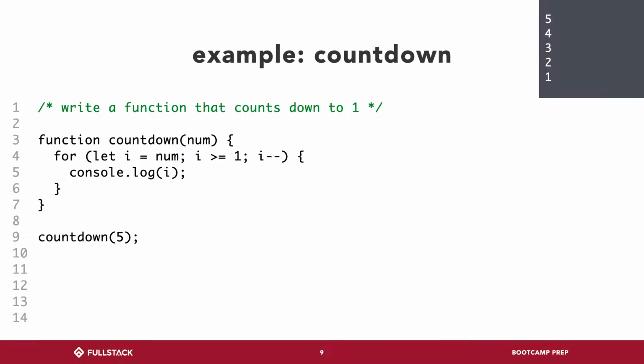So, like we did before in this countdown example, we could just loop through. We could start i at the number, decrement it until we get to 1, and then we can console log i, so we'll get 5, 4, 3, 2, 1. Does everyone agree that we can do this? This is just a simple for loop where we go down and console log what i is each time, right?